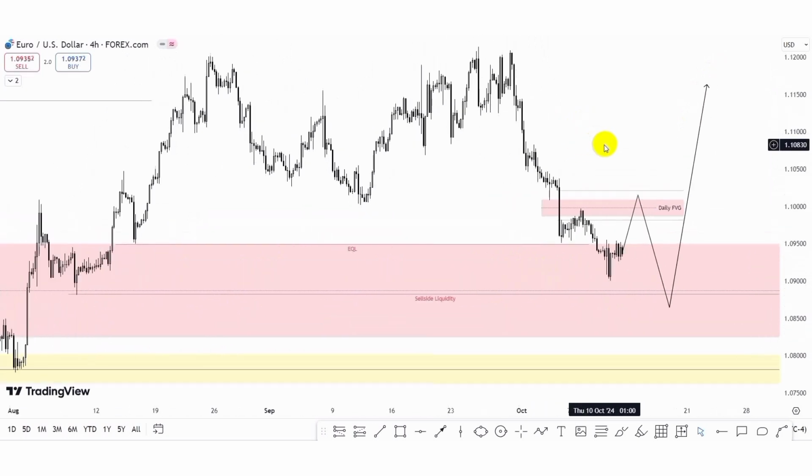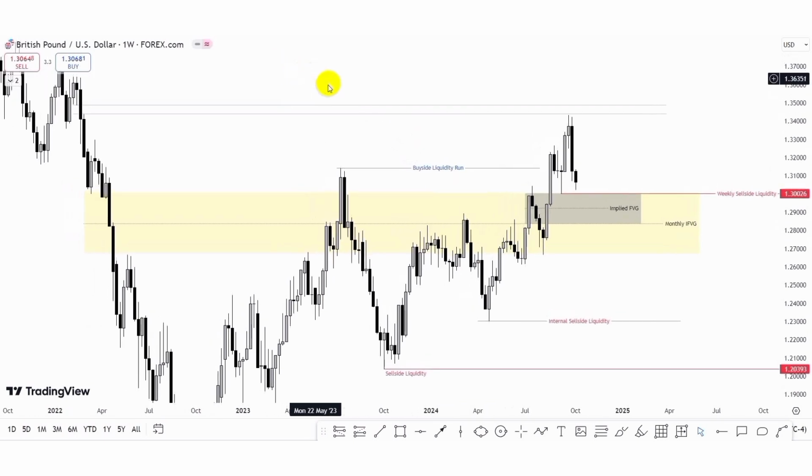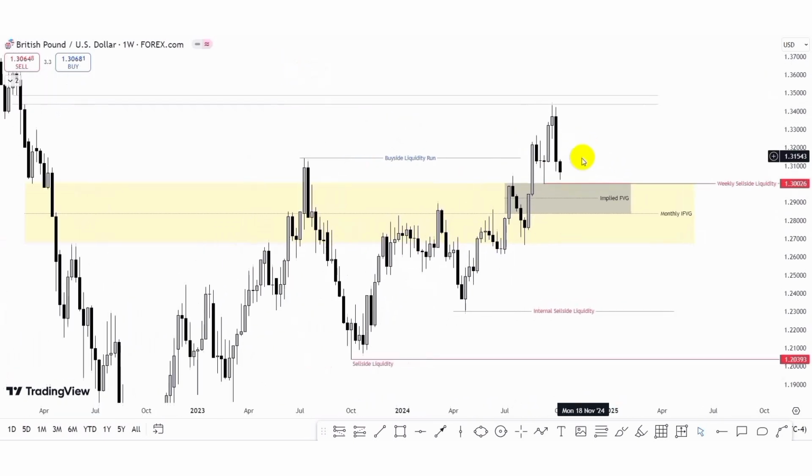So let's check out the GBPUSD here. So this is GBPUSD, and this is the weekly time frame. So last week we identified that the EURUSD took out its own sell side liquidity, and then we expected to see that the GBPUSD would actually dip lower into the implied fair value gap we identified in the monthly time frame, in confluence with the monthly inversion fair value gap.